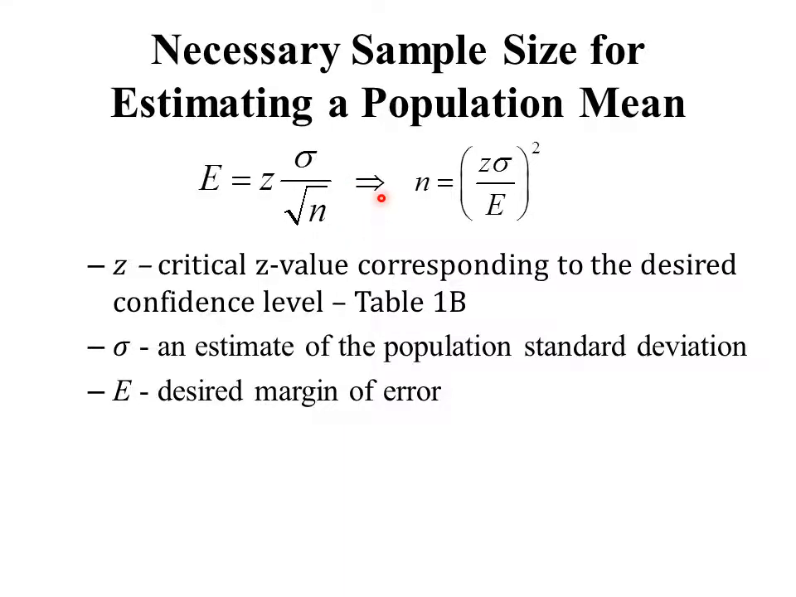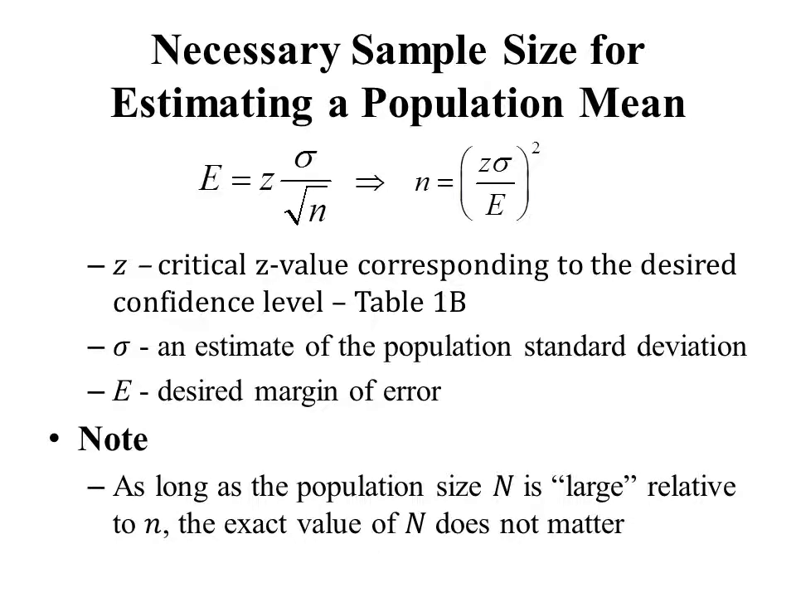And so if we just algebraically rewrite this equation, solve it for n, we get this formula right here. So this gives us a formula for calculating the necessary sample size, where again z is our critical value corresponding to the confidence level. Sigma here is an estimate of the population standard deviation, and E is our desired margin of error. So if we know these three numbers here, we can use those to calculate the necessary sample size.